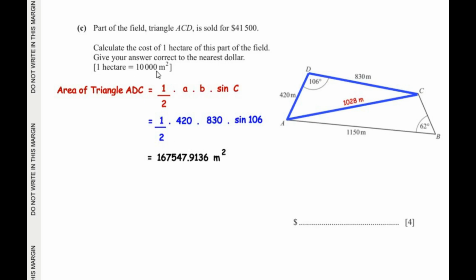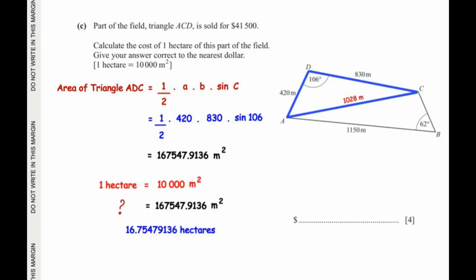Now since here we have to find out the area in terms of hectares, let us first convert the square meters into hectares. Since 1 hectare is given as 10,000 square meters and we have got this value in square meters, we are going to find this area in terms of hectares by just dividing this area by 10,000. So here we are going to get the area in hectares as 16.75479136 hectares. Now I can round this value to 3 or 4 decimal places to maintain maximum accuracy. Now once we have got this area, this means that this much area has been sold for $41,500. So what is the cost of 1 hectare of this field?